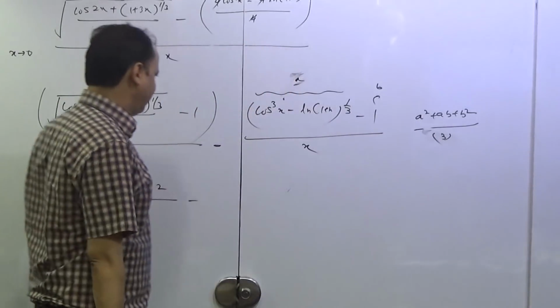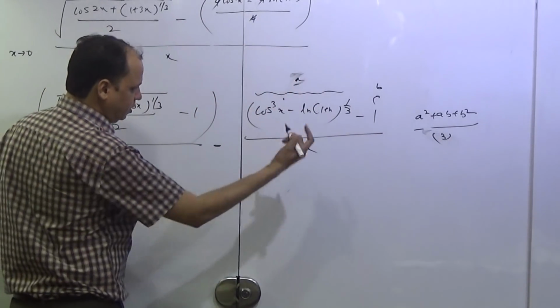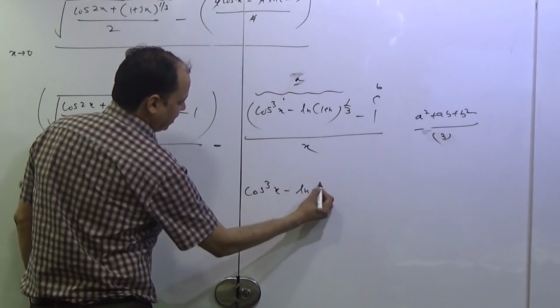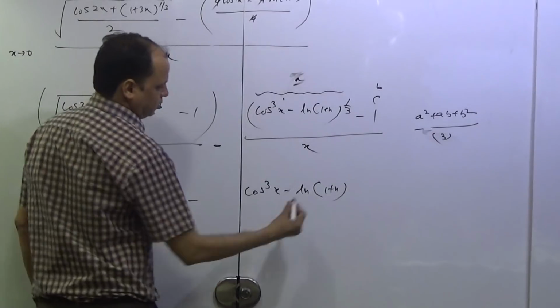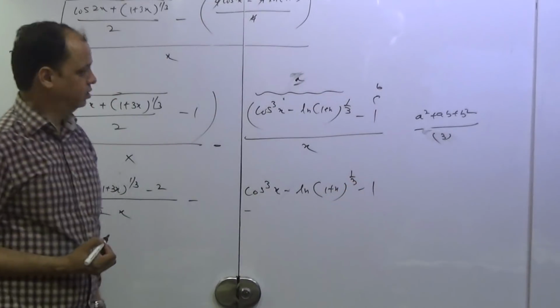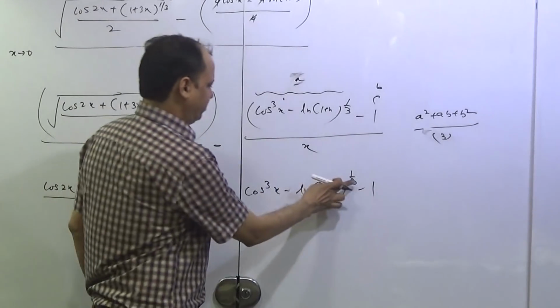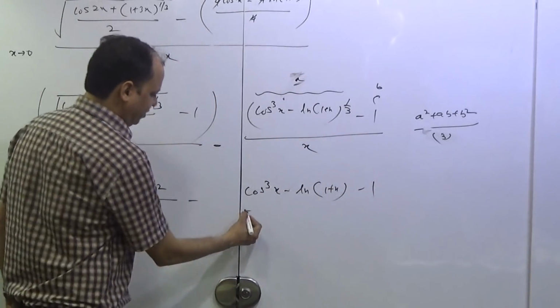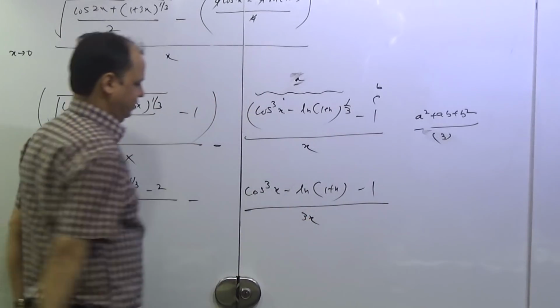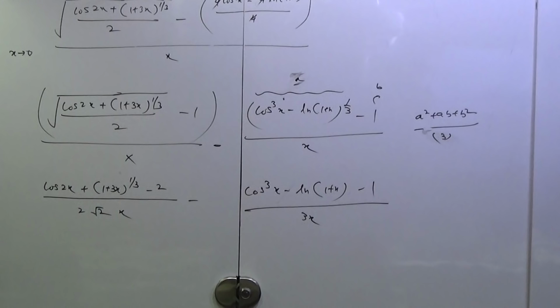And what is the numerator left? Can you please tell me? a cube minus b cube, which will be cos cube x minus ln of 1 plus x, minus ln of 1 plus x to the power 1 by 3 minus 1, whole divided by 1. Do I need to write 1 by 3, because that is a cube? No, 1 by 3 did not come. Sorry, minus 1, divided by what? 3x.